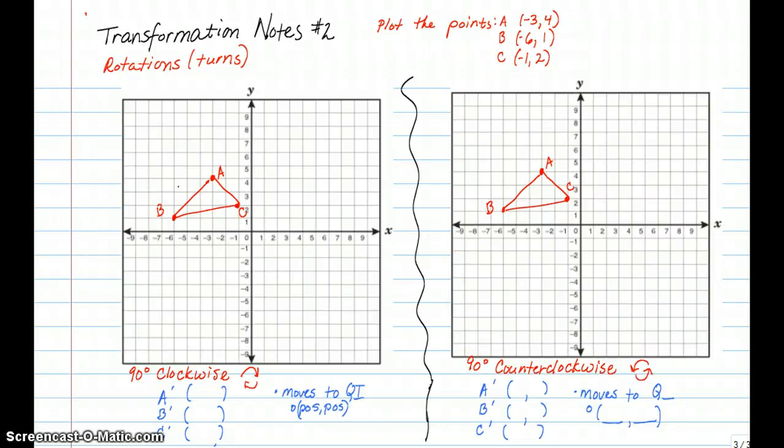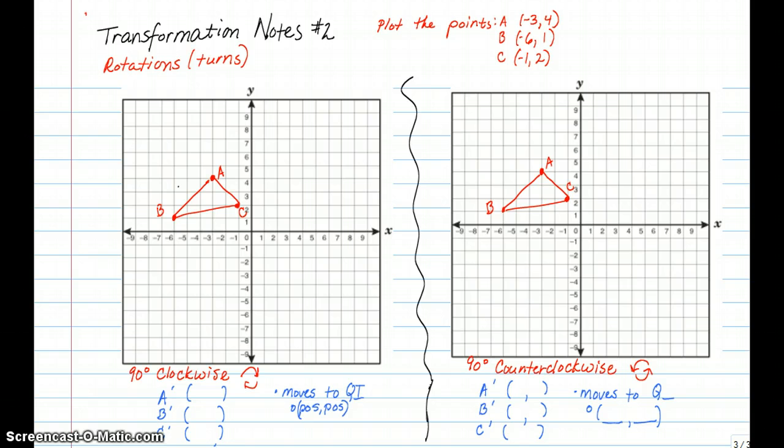Continuing with the transformation notes, these will be the number 2 version, and they'll include rotations and dilations. We're going to plot the same points. A is negative 3, 4, B is negative 6, 1, and C is negative 1, 2. I'd like you to plot your original figure in a different color than your rotated or transformed figure, and it just helps you see it better.